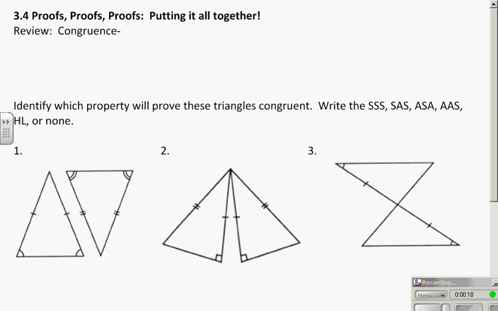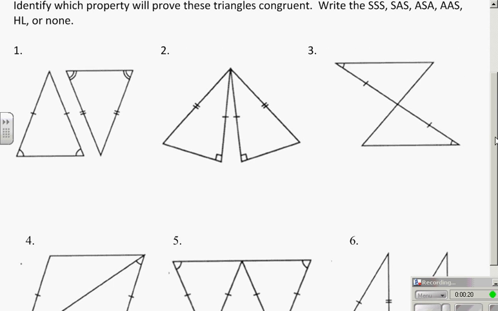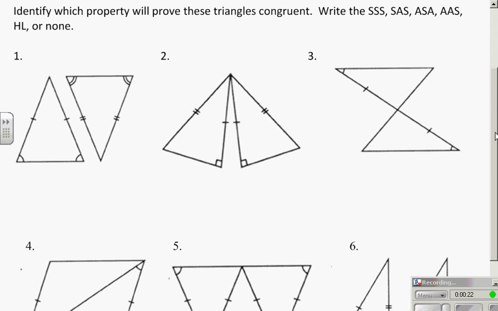Which property proves these triangles congruent? And basically you have 5 choices or none. Number 1 can be tricky because it looks like we have congruent sides, except they're congruent within the same triangle, not between the 2 triangles. If we laid these 2 triangles on each other, they would not match up. So this one is none.